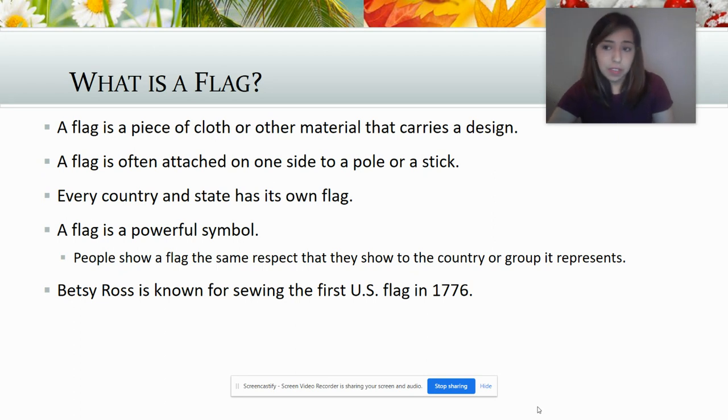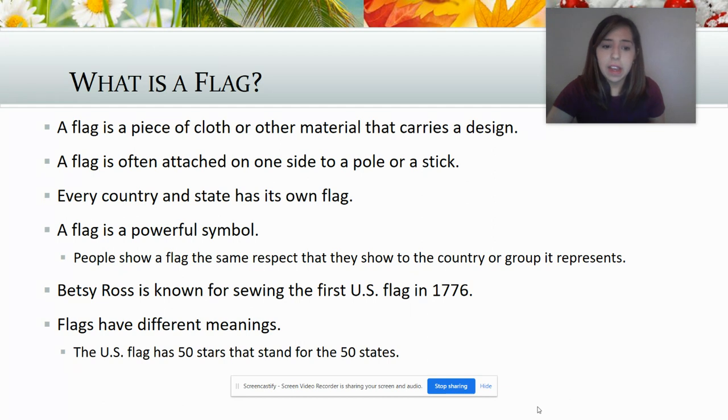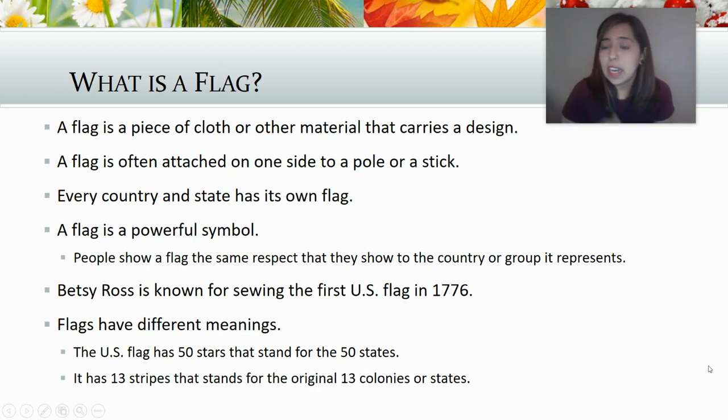Betsy Ross was the first person to sew the US flag in 1776, and every flag has different meanings. So, kind of just talking about the US flag, there are 50 stars that stand for the 50 states. So, when you're thinking about making your flag, think about the symbol that might make the most sense for your culture. And then we have 13 stripes. The 13 stripes were about the original 13 colonies when we first started.